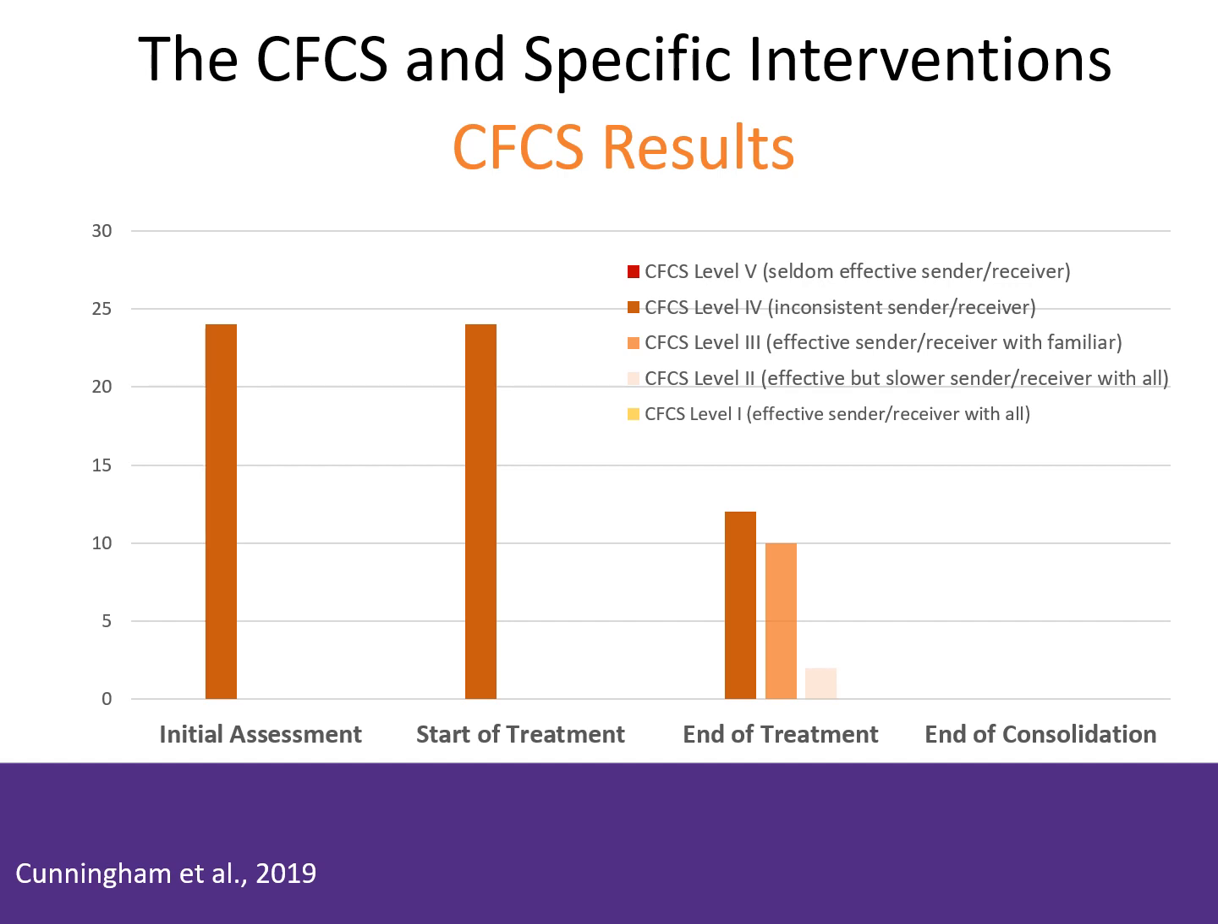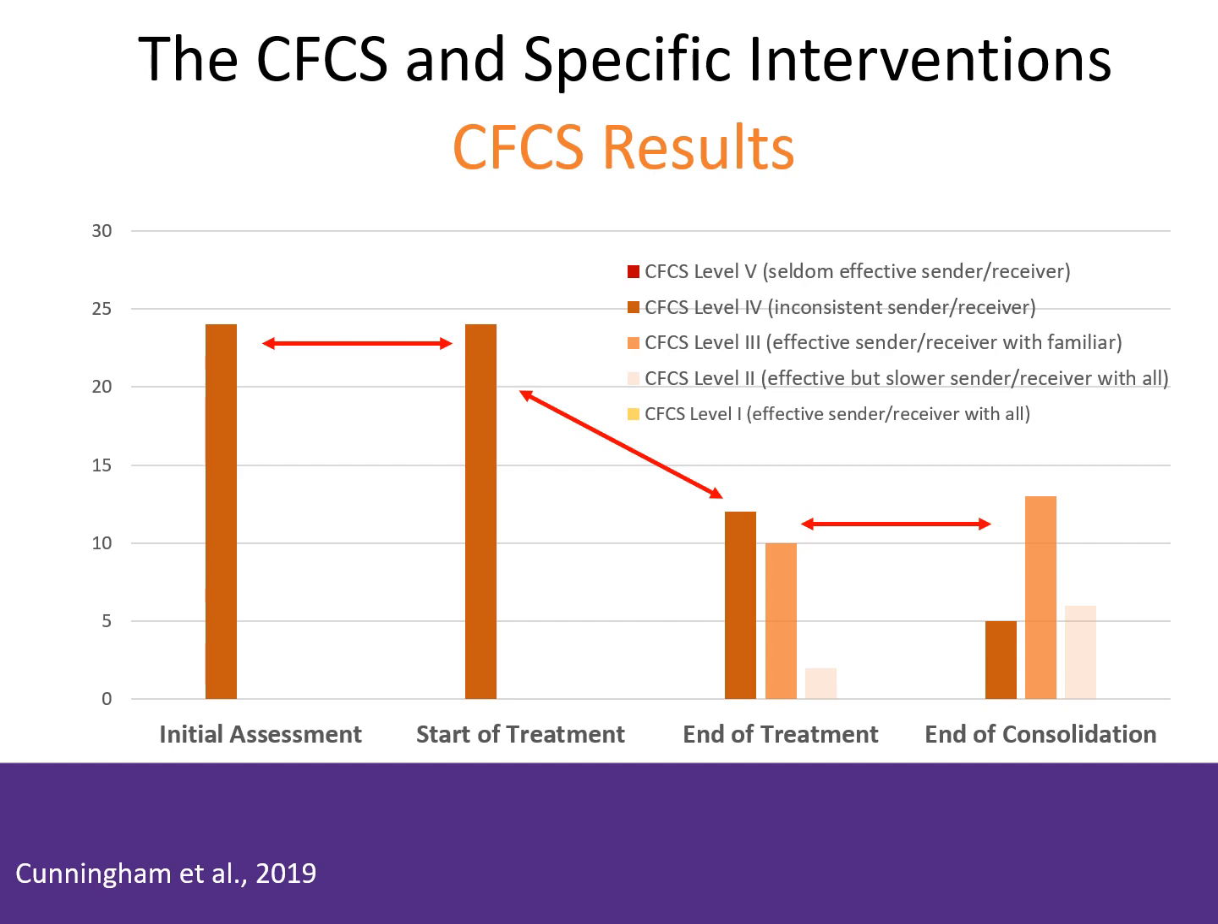The way in which children's skills were classified was different again at the end of the consolidation period, when only 5 children were classified as CFCS Level 4, 13 were classified as CFCS Level 3, and 6 were classified as CFCS Level 2. Children's classifications stayed the same between the initial assessment and the start of direct intervention, but they were classified as being more effective senders and receivers at the end of the direct intervention period and then again during the consolidation period.